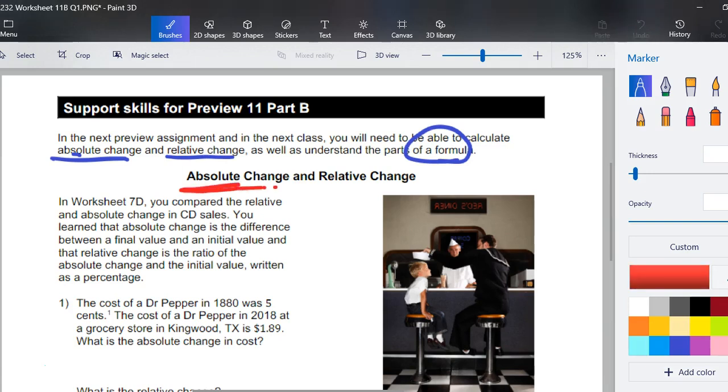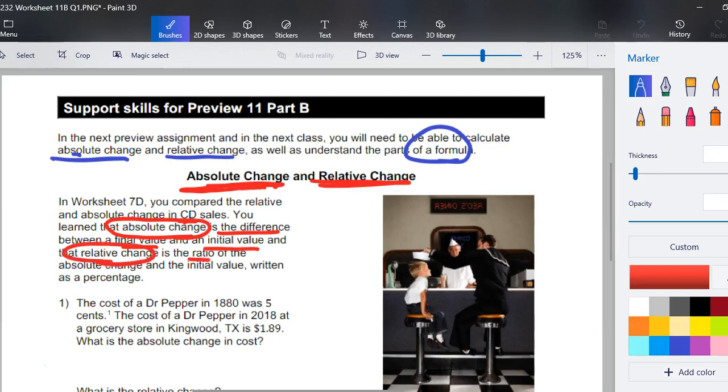These are ideas that we've talked about throughout the semester, but they will be recurring in this class and in your 1332 class. It does mention in Worksheet 7D you did compare them for CD sales. You learned that absolute change is the difference between a final value and an initial value.